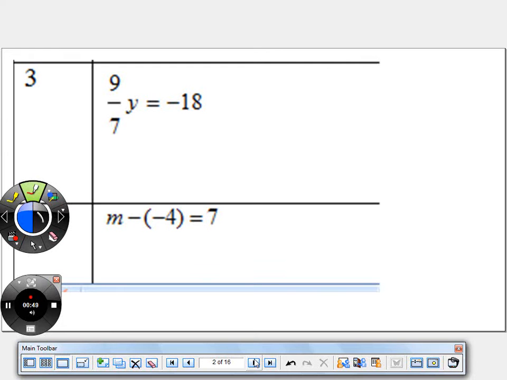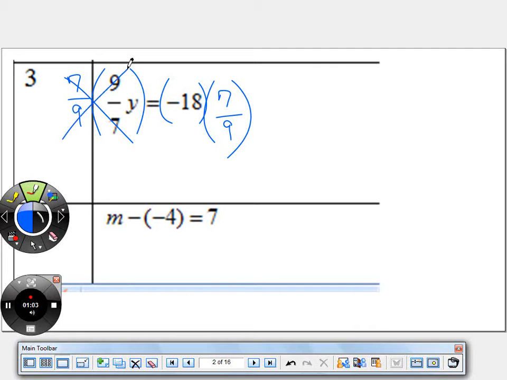The next one, you really want to get the 9/7 gone there, so what we do is we multiply by the reciprocal. So we multiply by 7/9. That's going to cancel out the 7 and the 9, and then y will equal. And what you can do here is you can multiply straight across, or you can cancel a little bit. 9 cancels with 18, goes in twice. 2 times 7, well, negative 2 times 7, so that should be negative 14.